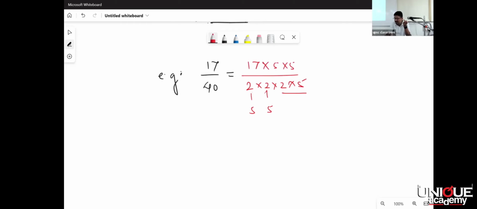So 2 into 5 is 3 times, and that is what it is: 1000 in the denominator. In the numerator, 17 into 5 into 5 gives you how much? 425. And hence the answer is 0.425. We have to read this as 0.425 only. Is it clear? Okay, so that is conversion of a common fraction into a decimal fraction.